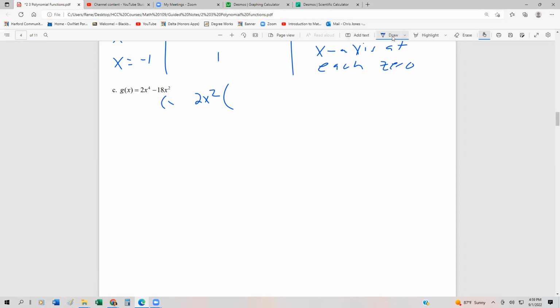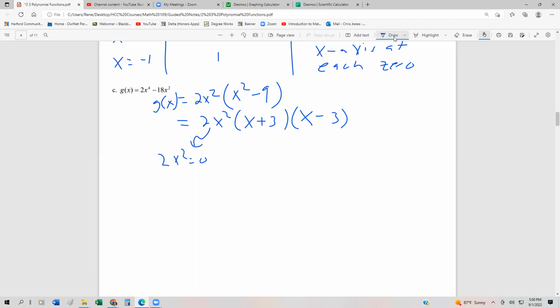And so when we factor that out, we're going to be left with an x squared minus 9. Now, we're not done factoring, because we can factor this x squared minus 9 as a difference of perfect squares. And so that would give us x plus 3 and x minus 3. Remember, when you have two perfect squares in a binomial and subtraction, it's a difference of perfect squares, a plus b, a minus b. And so our zeros are going to be when 2x squared equals 0, and then x plus 3 equals 0, and then finally x minus 3 equals 0.